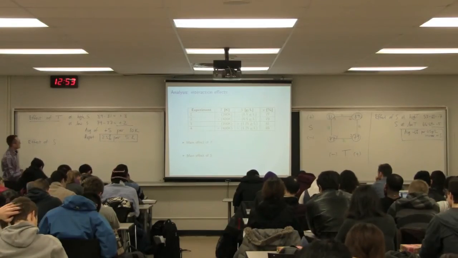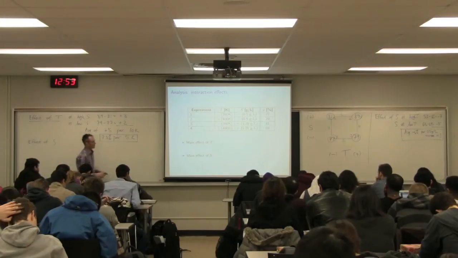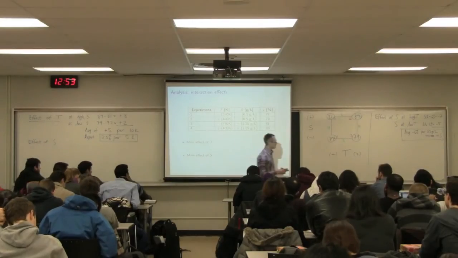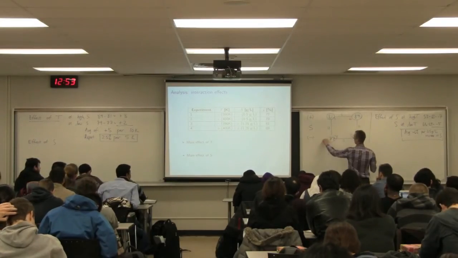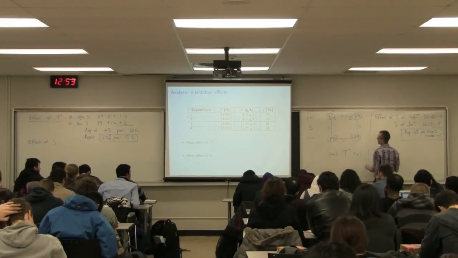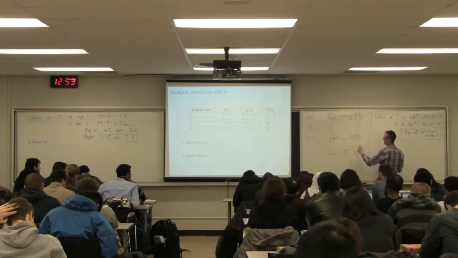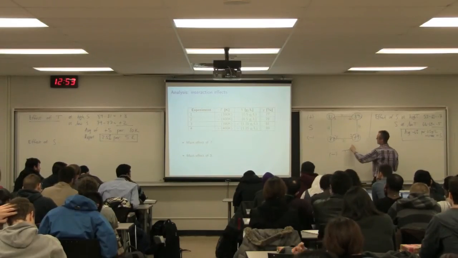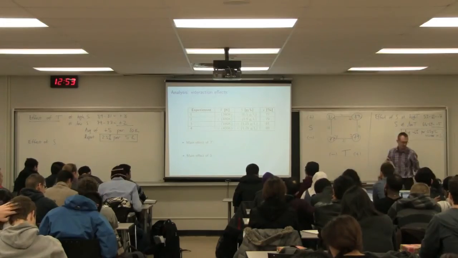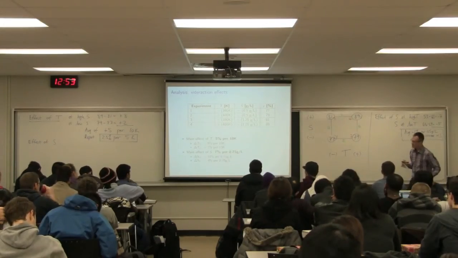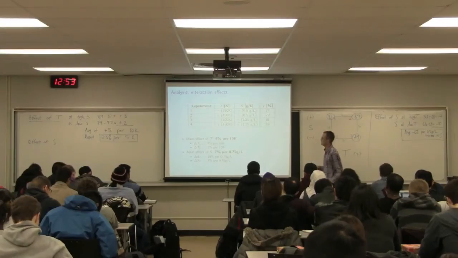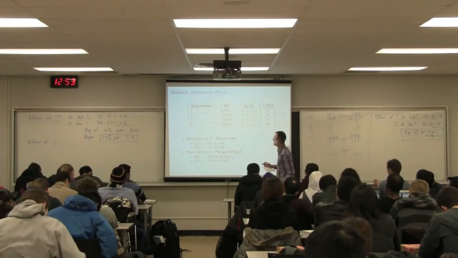If we look at substrate's effect, so now we're looking at the effect of going from low substrate to high substrate. We're looking at two estimates of that. We've got an estimate at high temperature and an estimate at low temperature. So I'll just go here to the next slide and show you how we look at that.